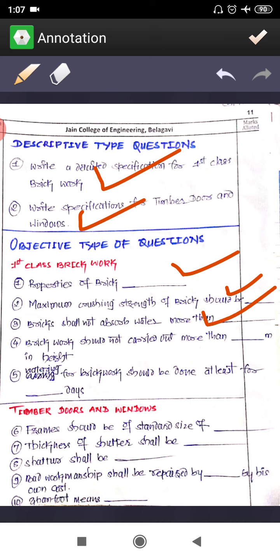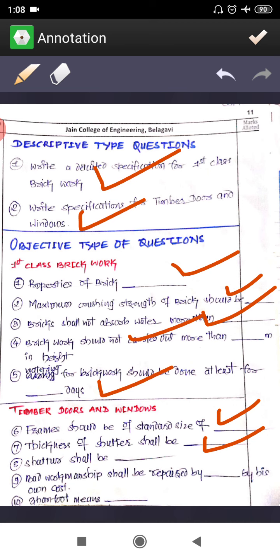Then brickwork shall not be carried out more than 1 meter height. Then watering for brickwork should be done for at least, I think it is given as 15 days. They have mentioned 15 days, right? It is for 15 days. And for the timber framework, the frame should be standard size. The size of the frame you are supposed to write is 100 into 80. Then the thickness of the shutter is 40.